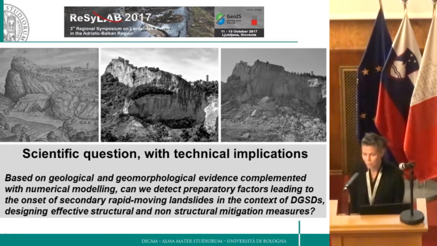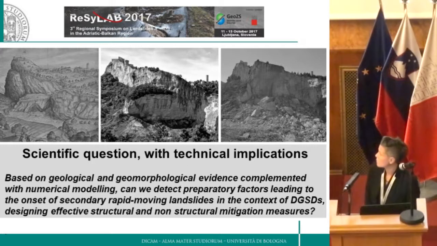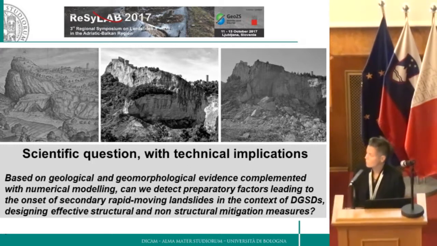And this is the first part of the question, whereas the technical, let's say, outcome is more related to mitigation measures. So if we are able to find predisposing factors, probably we will be able also to find some proper mitigation works. So let's try to answer this question, starting from just a very simple definition.